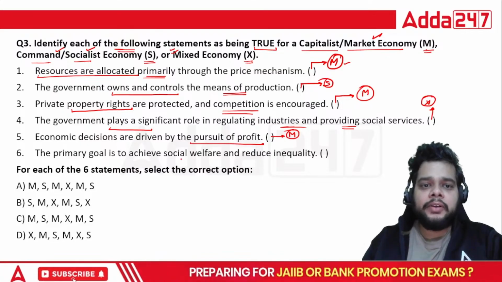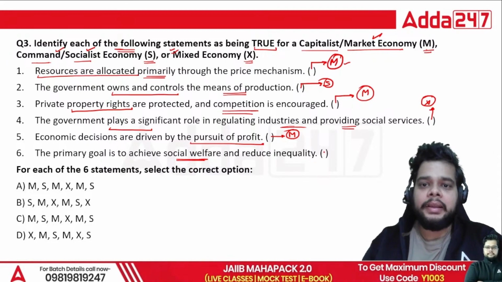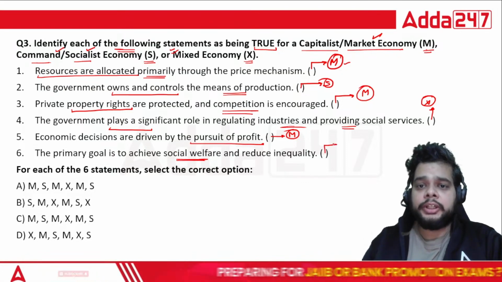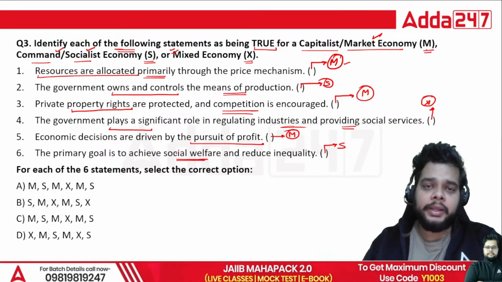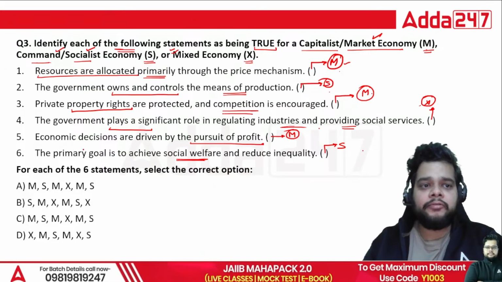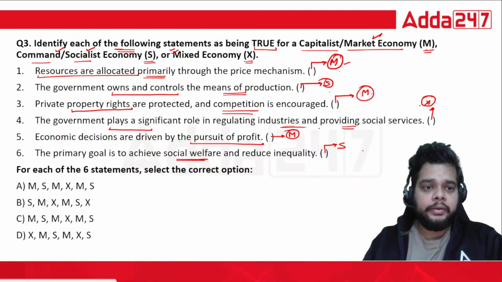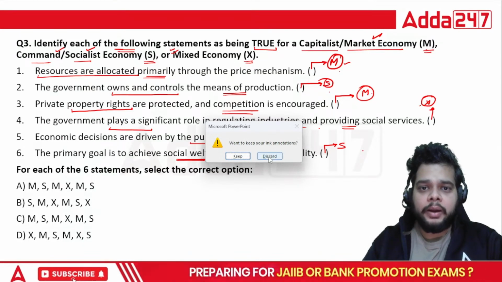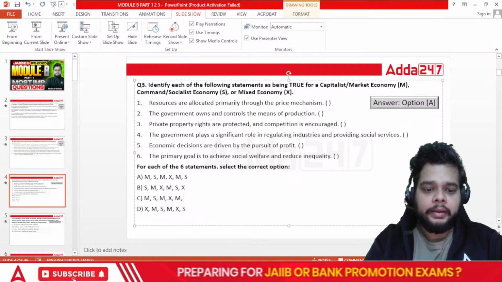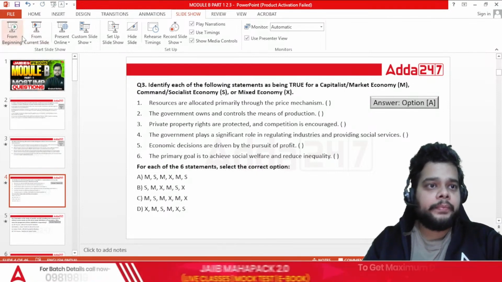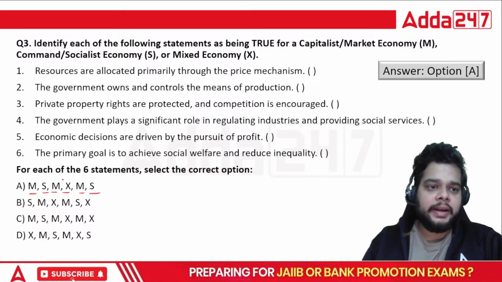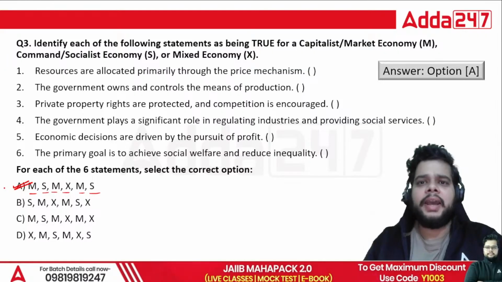The primary goal is to achieve social welfare and reduce the inequality. So for this particular statement, the primary goal when we talk about it will be the socialistic economy. Whenever we say that social welfare is the primary goal, okay, socialist or the command economy. So MSMXMS, that will be the right answer for this particular question. Okay, and fine. Here quickly, let's just make one amendment here. It should be MX. Yes. Fine. So the right answer will be what? Option A. We have seen MSMXMS. That will be the right answer. Option A.